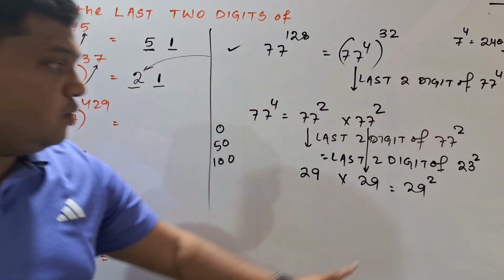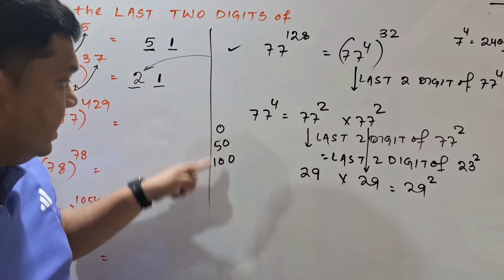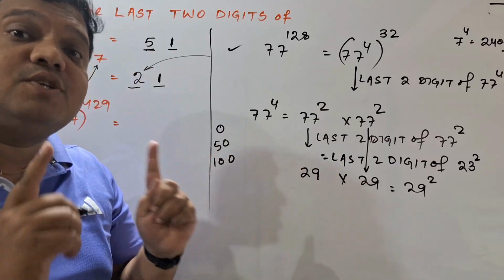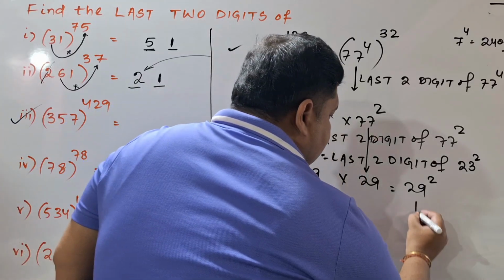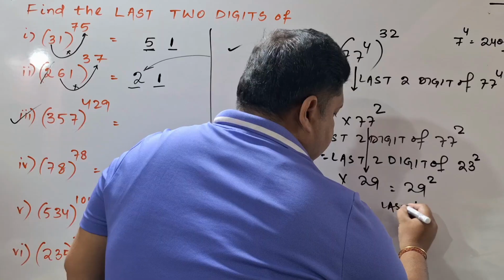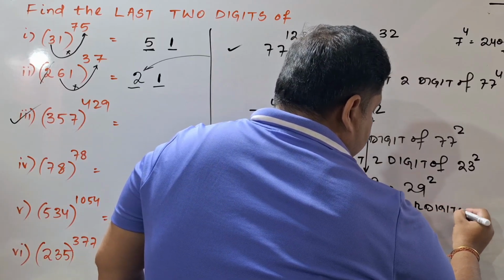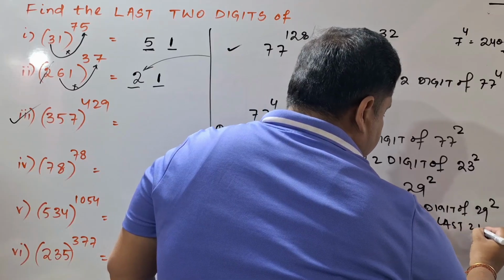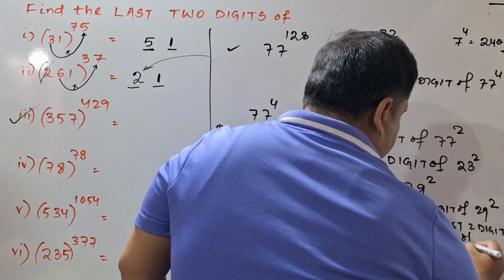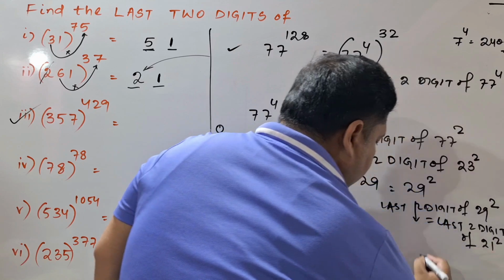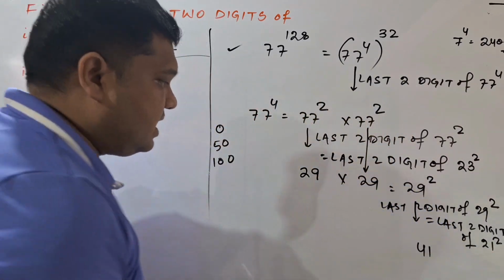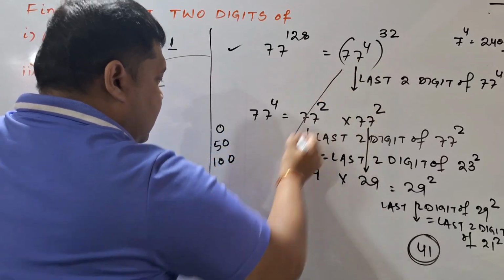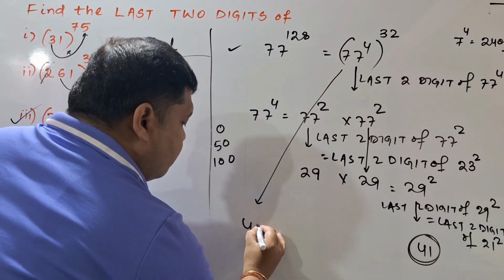So this is how much? 29 square. Now 29, it is close to what? It is close to 0, 50, or 100. The answer is 50. The gap is how much? The gap is 21. So you can say, here I write the statement: the last 2 digit of 29 square is the same as the last 2 digit of 21 square. You know 21 square is 441. So I write the last 2 digit, 41. So in this place I will write 41.